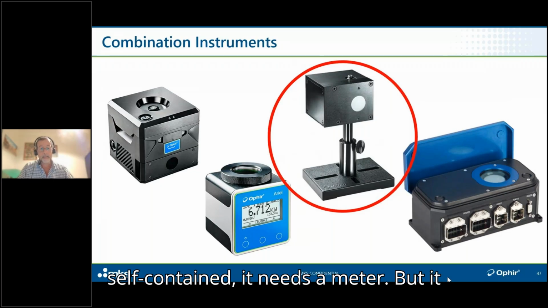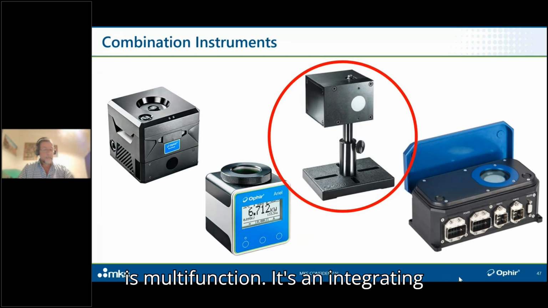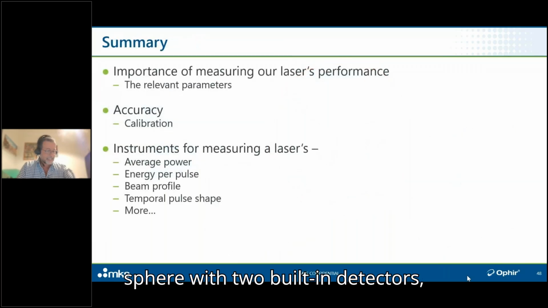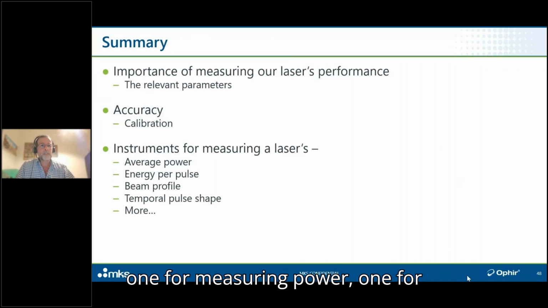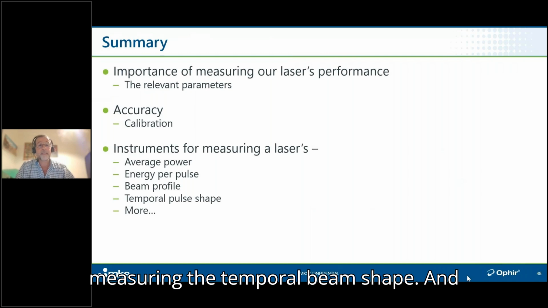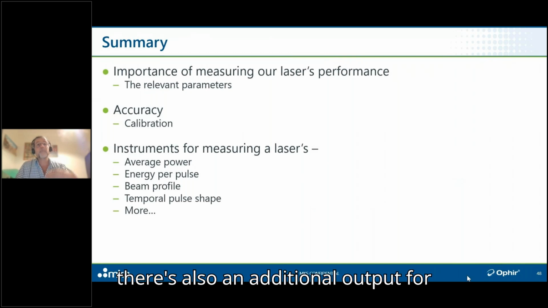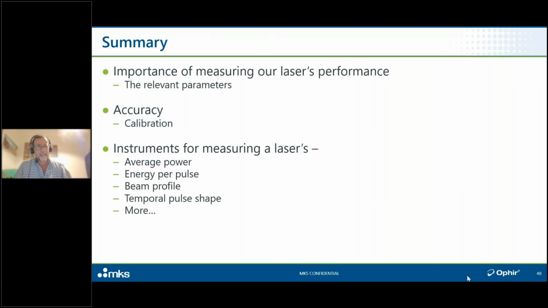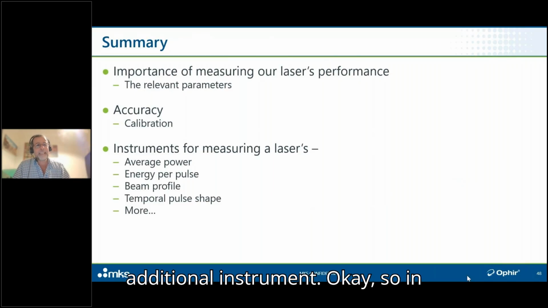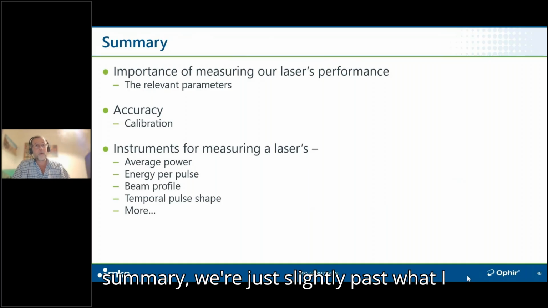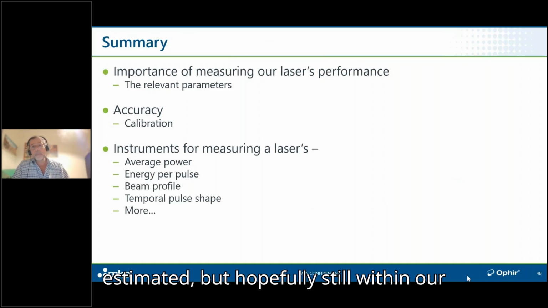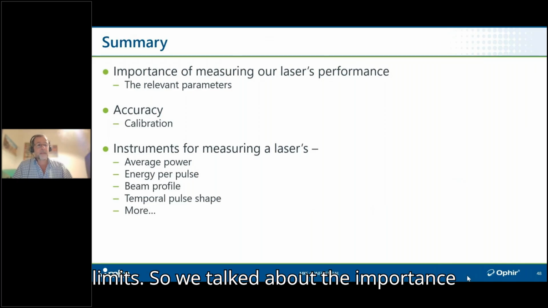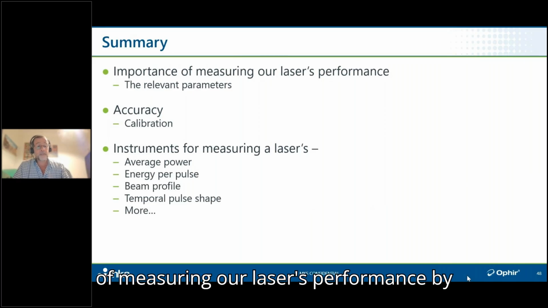Okay, so in summary, we're just slightly past what I estimated, but hopefully still within our limits. So we talked about the importance of measuring our laser's performance by keeping track of the appropriate parameters that are relevant to our application. We discussed a little bit about the meaning and importance of accuracy and what calibration involves. We looked at some examples of instruments for measuring a laser beam's power, energy, beam profile, temporal pulse shape, and a few others.